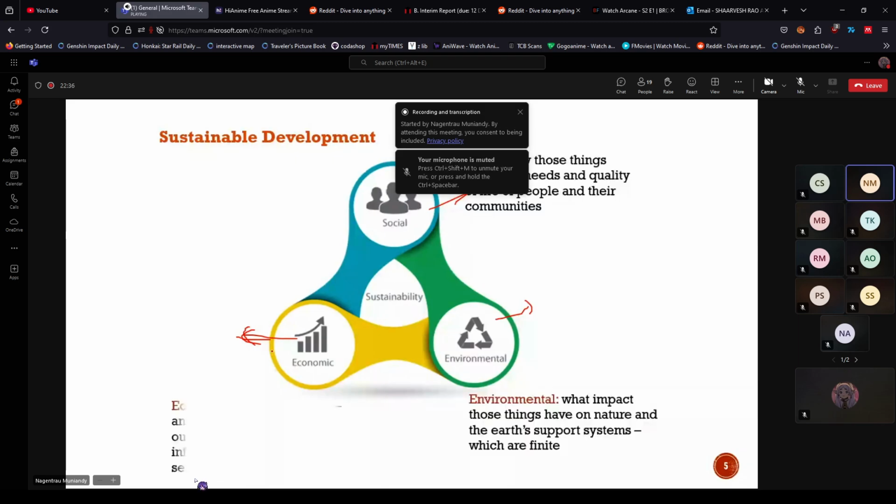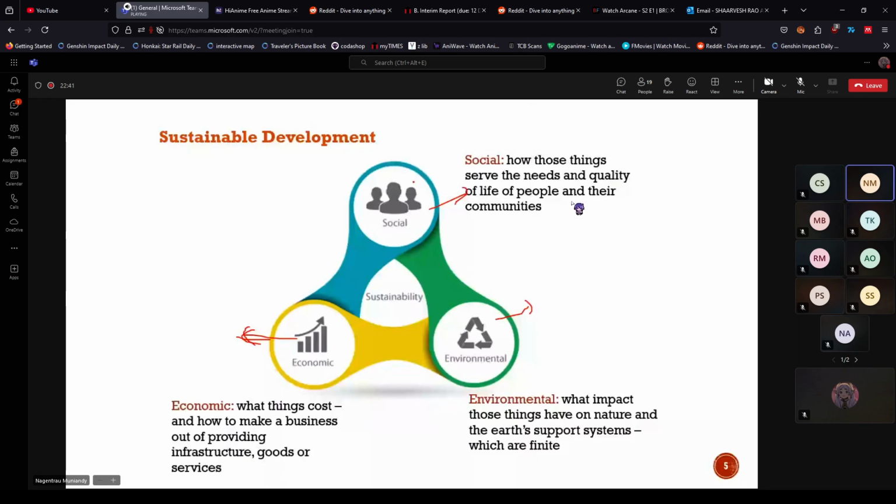So for social, we're focusing on the human or people, right? So how things can be done in a better way to make sure human lifestyle improved. For environment, we are talking about the impact to the environment. So whatever we are doing, we should make sure that it doesn't impact the environment in a bad way. And economic, as I mentioned just now, it's more to the business-oriented or business-centric approach where we're focusing on the infrastructure, goods or services. Right?